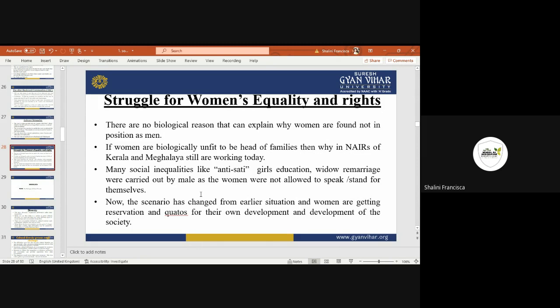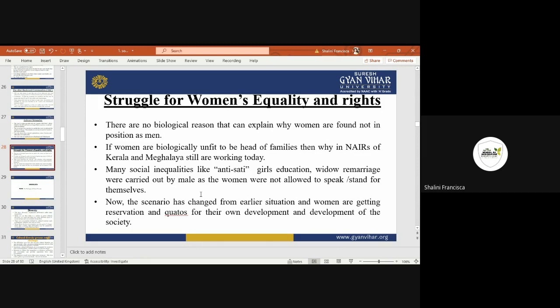So these are the factors. If you see the struggles behind these women, you will find a lot of inequality that has happened to them. Now the society has become much more aware of women's power, women's knowledge and their potential, so they have made some reservations in society. The scenario has changed from the earlier situation, and women are getting reservations and quotas for their own development and the development of society.